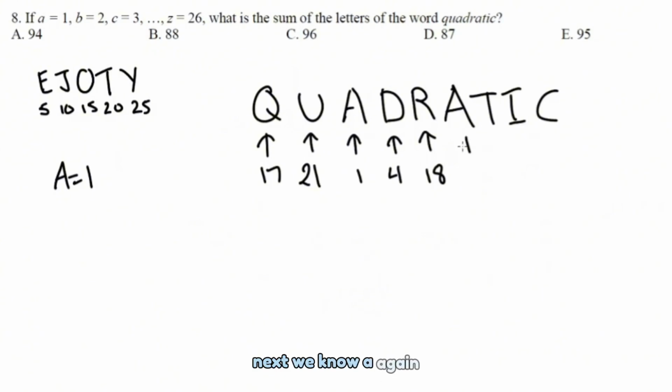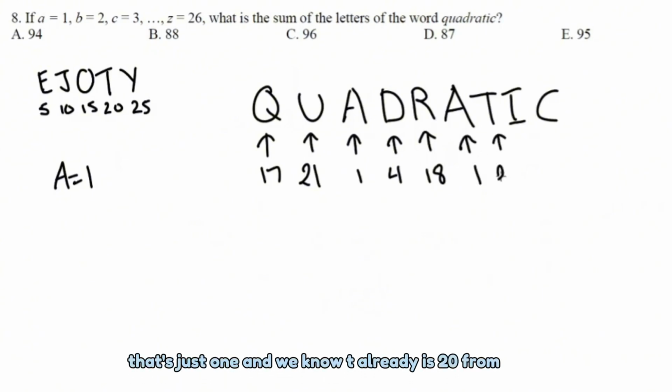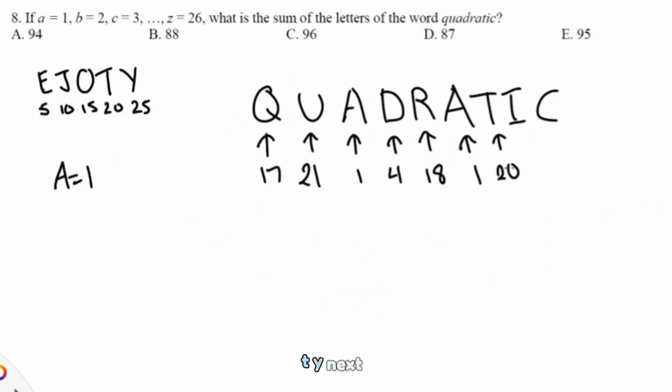Next, we know A again, that's just 1. And we know T already is 20 from our EJOTY. Next, I. So I is the letter right before J. So if J is 10, then I is 9, which is 10 minus 1. And finally, C. C is 2 letters before E, which means if E is 5, C is 3.